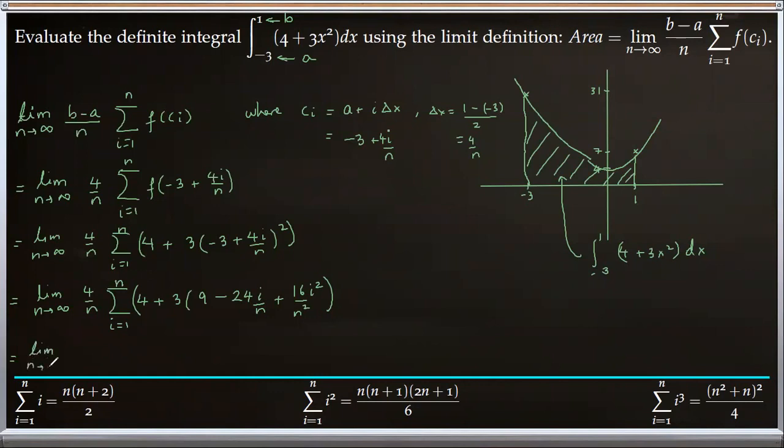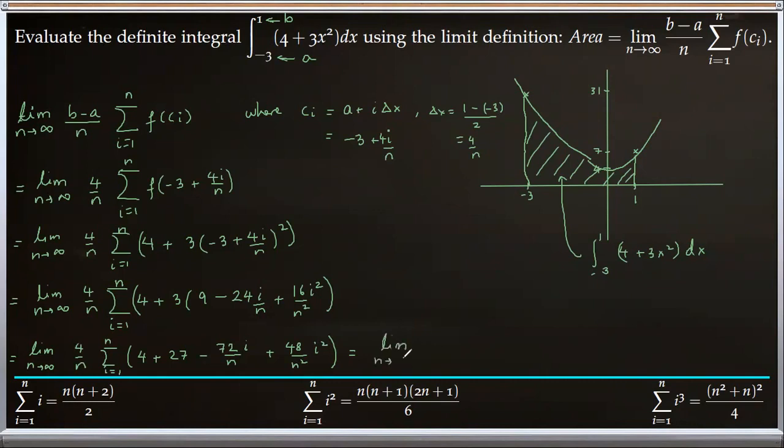Next, let's simplify this one step further. So this becomes limit n goes to infinity, 4 by n, sum i equals 1 to n. We have 4 plus 3 times 9 is 27, minus we have 3 times 24 is 72 i by n, plus we have 3 times 16, which is 48 by n squared i squared. So now we can distribute the summation to each of the terms.